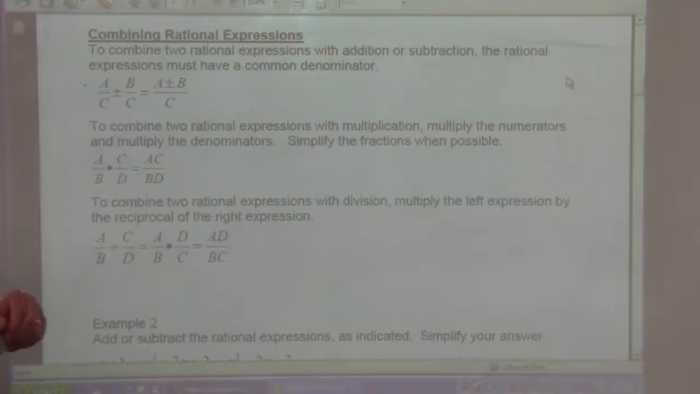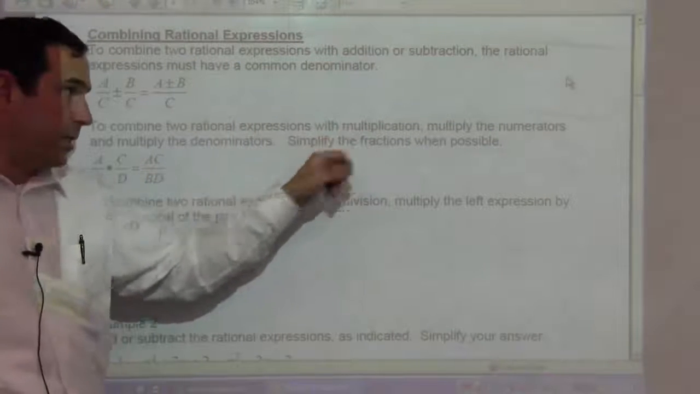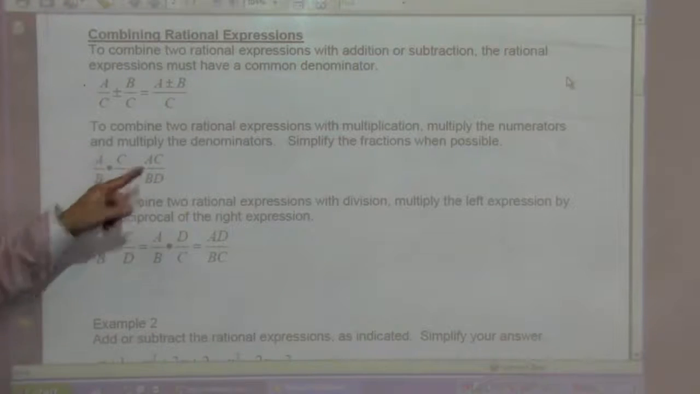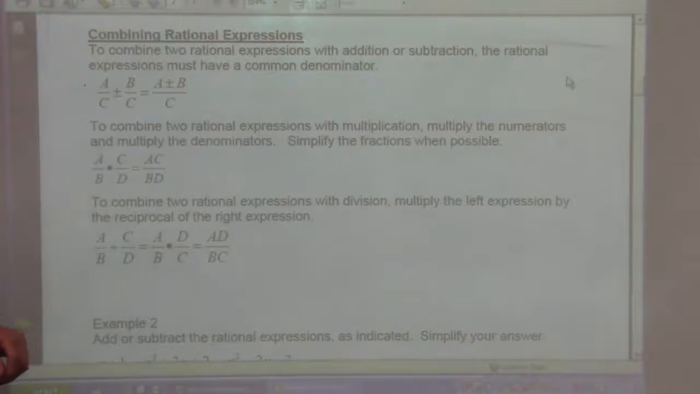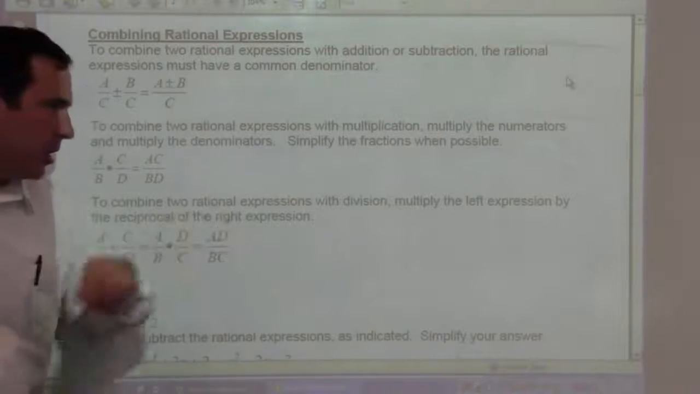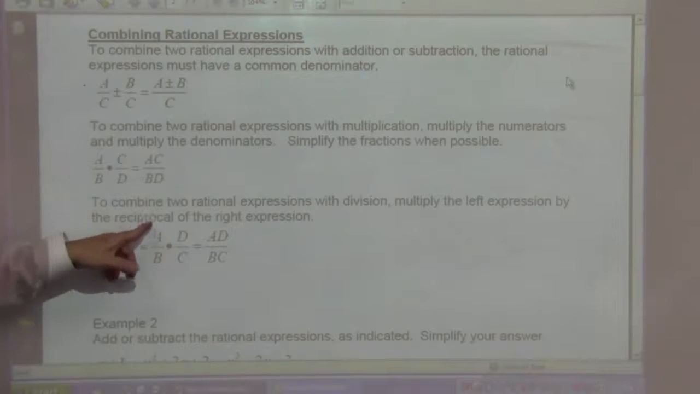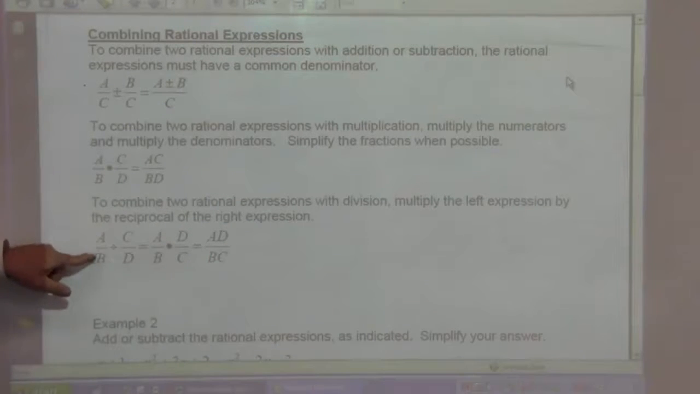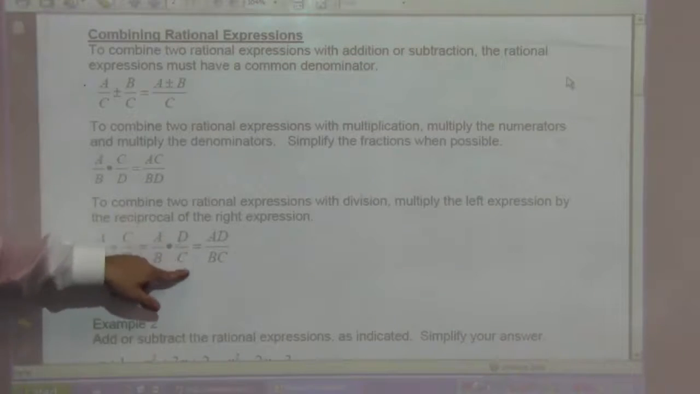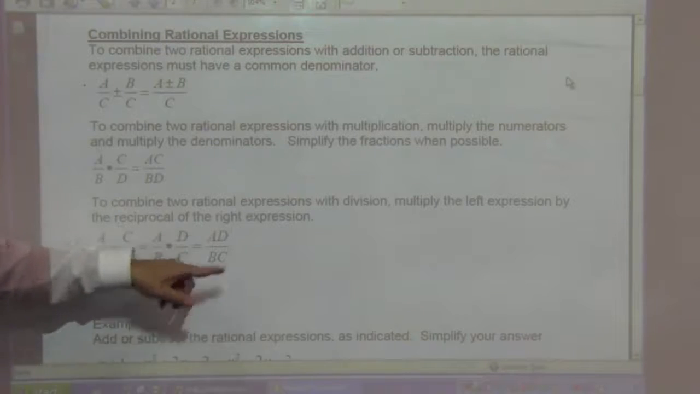To combine two rational expressions with multiplication, this is a lot easier. Multiply the numerators and multiply the denominators and simplify when you can. A over B times C over D is AC over BD. And to combine two rational expressions with division, multiply the left expression by the reciprocal of the right expression. So A over B divided by C over D is A over B times the reciprocal of C over D, that's D over C, which would be AD over BC.